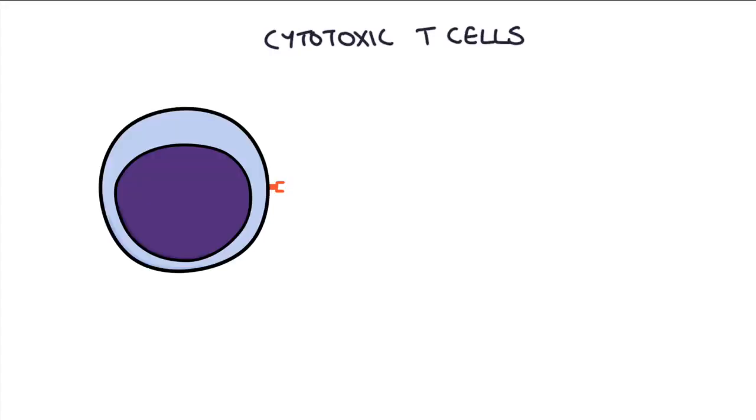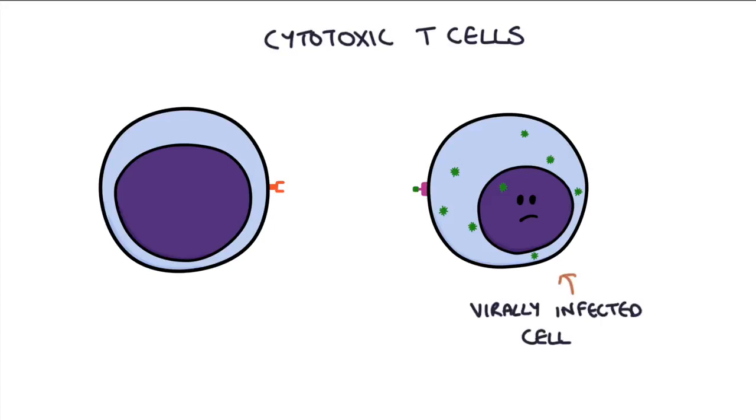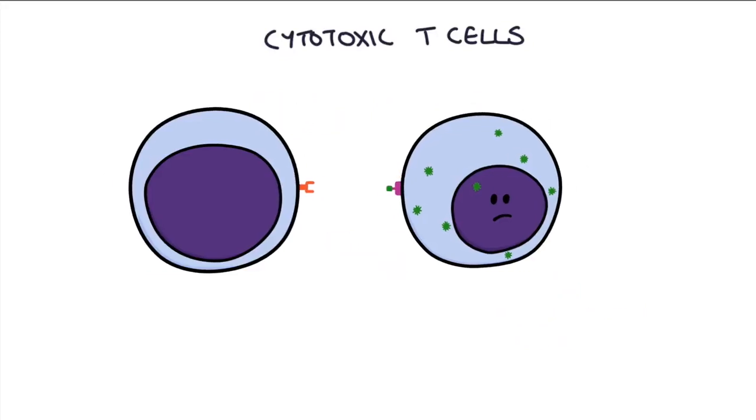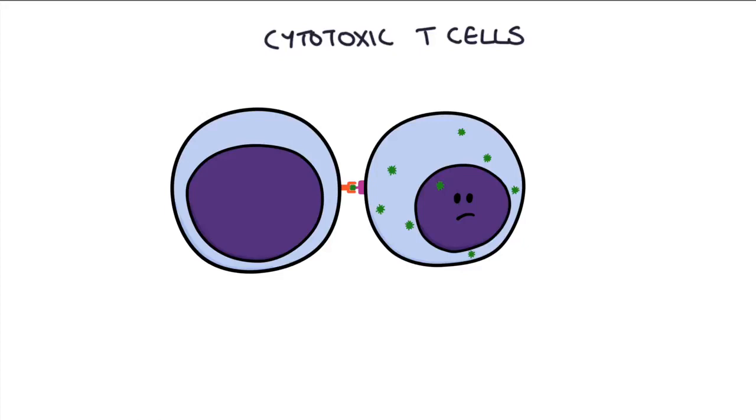Cytotoxic T cells are responsible for killing cells that have been infected by pathogens, such as virally infected cells. To do this, they need to attach themselves to the infected cell via the T cell receptor and the HLA class I molecule expressing the relevant antigen protein on the infected cell. Once they're attached to the virally infected cell, they have two killing mechanisms that they can choose from. The first is called granule exocytosis, where they basically spray the infected cell with enzymes that destroy the membrane and lead to cell lysis and cell death.